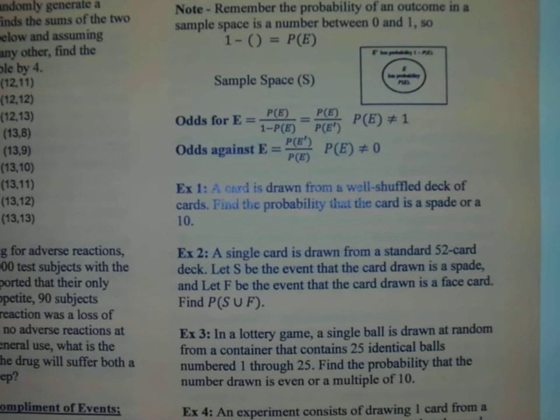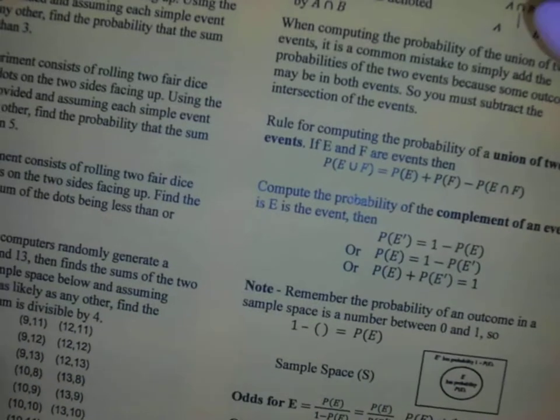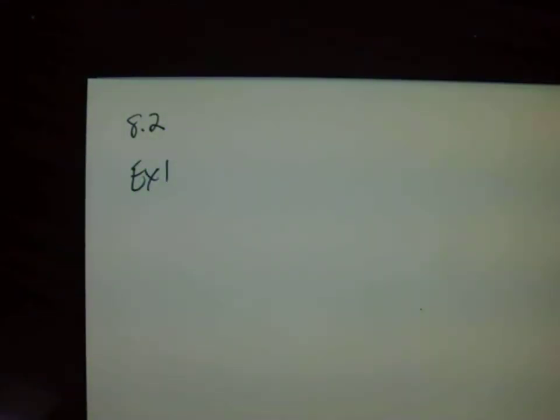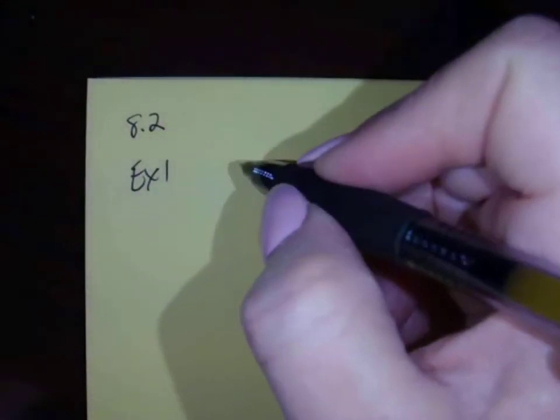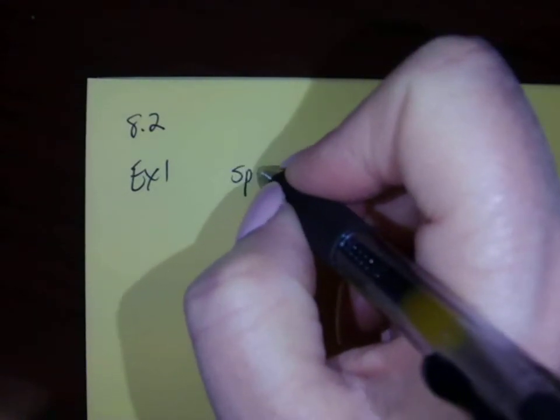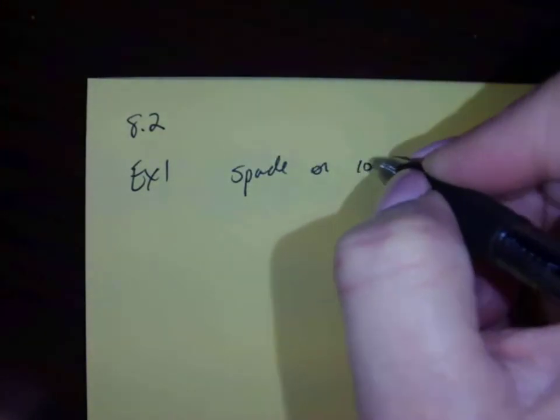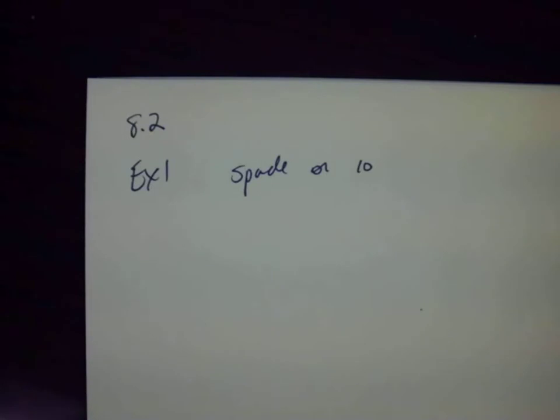All right, so let's look at our first problem. A card is drawn from a well-shuffled deck of cards. Find the probability that the card is a spade or a 10. So a spade or a 10. So this is 8.2, and we are on example 1. So we're looking at drawing a spade or a 10. So we have to remember a few things about our decks of cards.